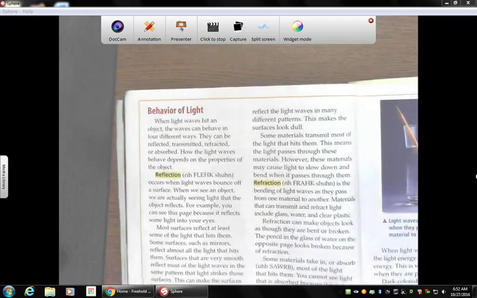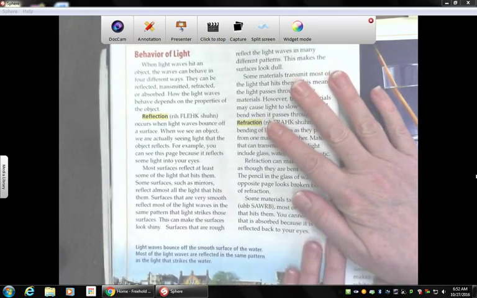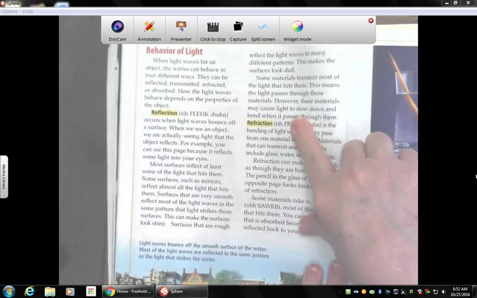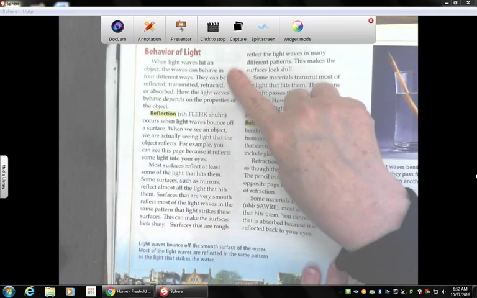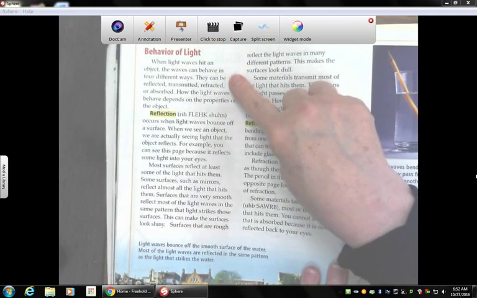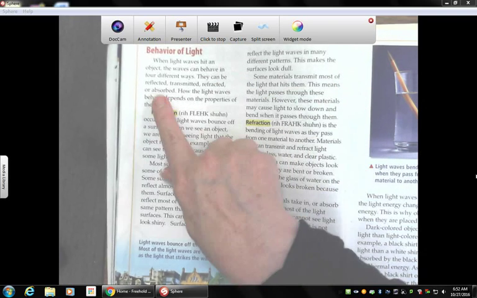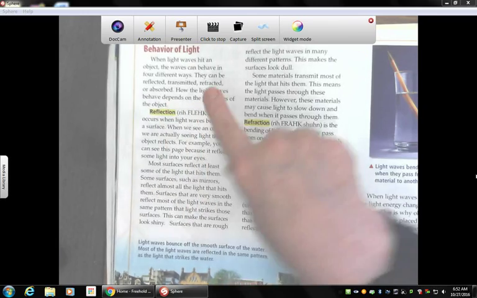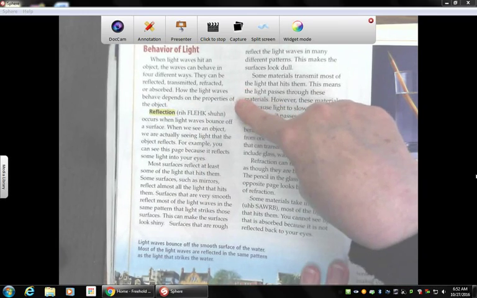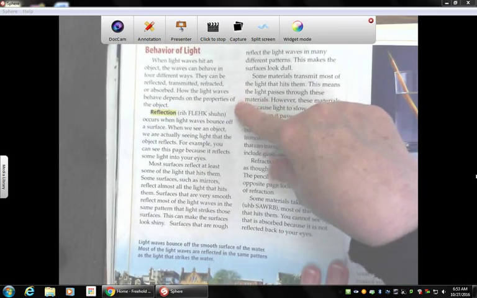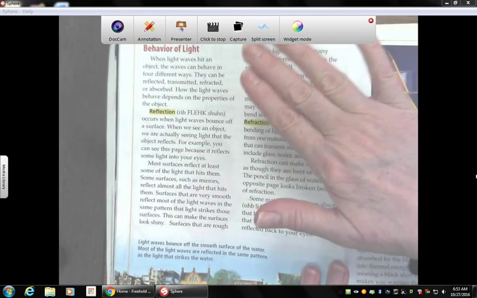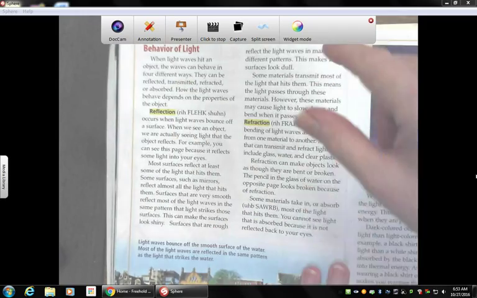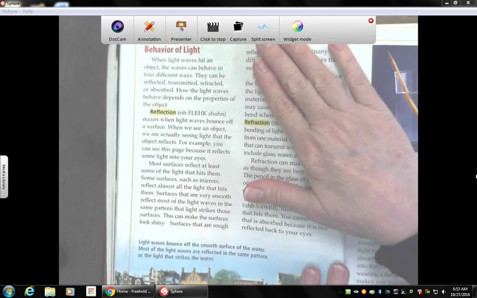Okay, now we're going to look at what happens when light waves are not causing a shadow. Behavior of light. When light waves hit an object, the waves can behave in 4 different ways. They can be reflected, transmitted, refracted, or absorbed. How the light waves behave depends on the properties of the object. So they're saying that whether it's going to be reflected, transmitted, refracted, or absorbed depends on the object that the waves hit.